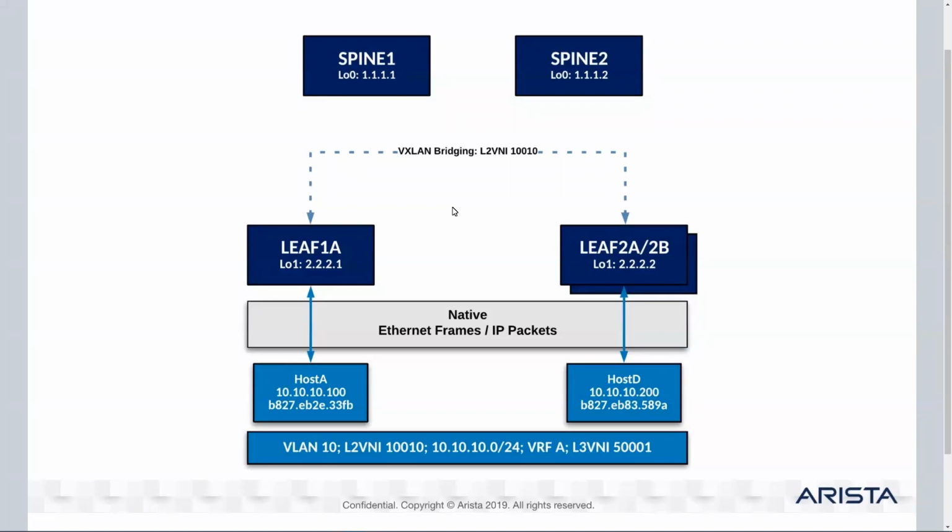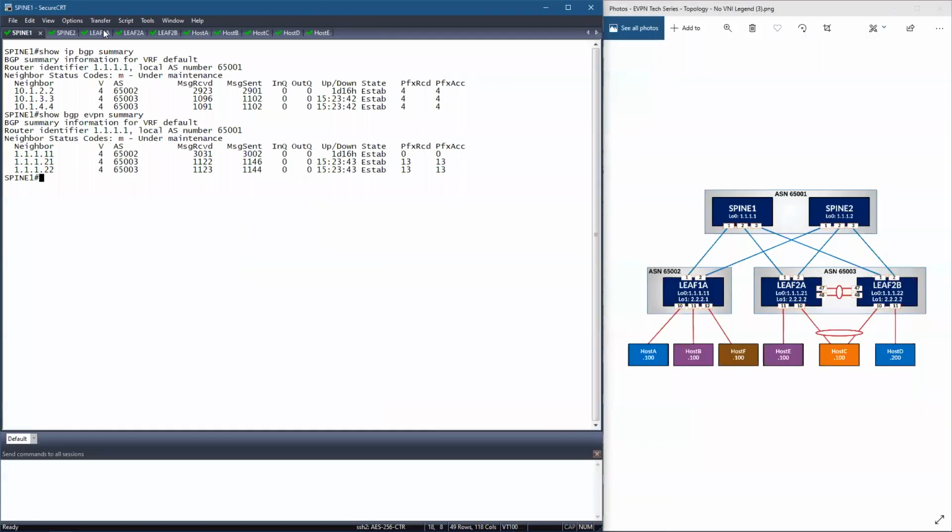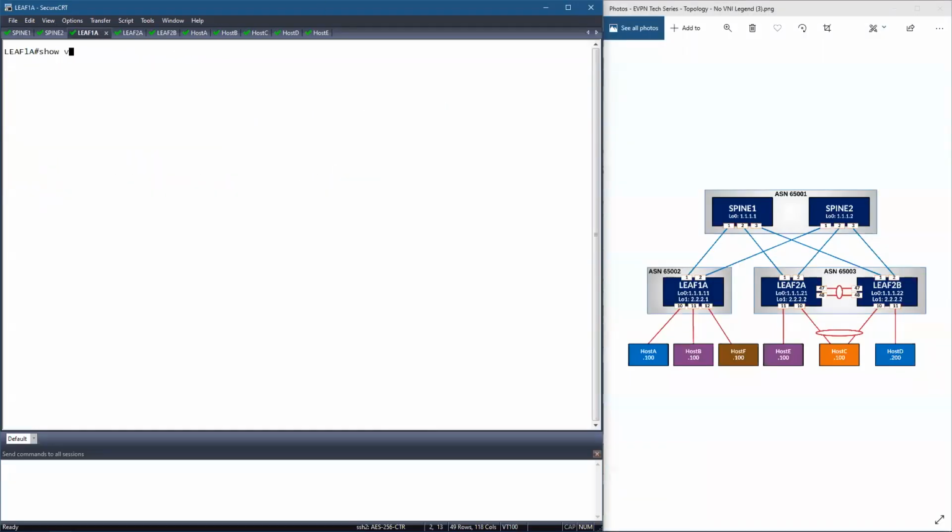So if we circle back to leaf 1A and look at the configuration as it stands right now, if we just do a show VLAN, there's really not much going on. The switch itself has no VLANs defined. It also is not a VTEP at the moment, so there's no VxLAN interface. So just out of the gate, to get started, let's define the local bridge domain for VLAN 10. We'll go in here and say VLAN 10, and we'll give it a name because we're good network citizens. And then we'll enable VTEP functionality on leaf 1A.